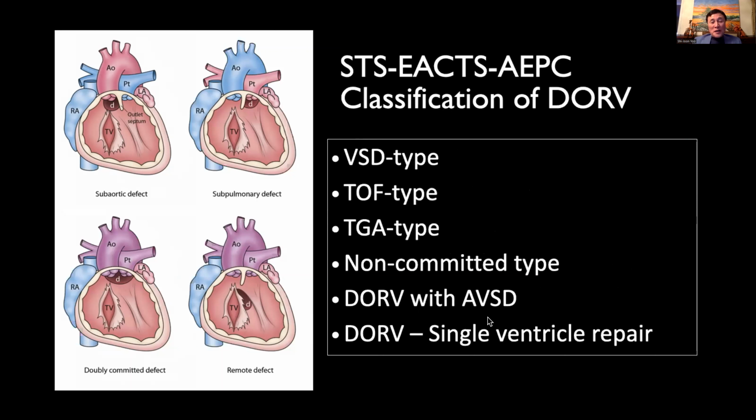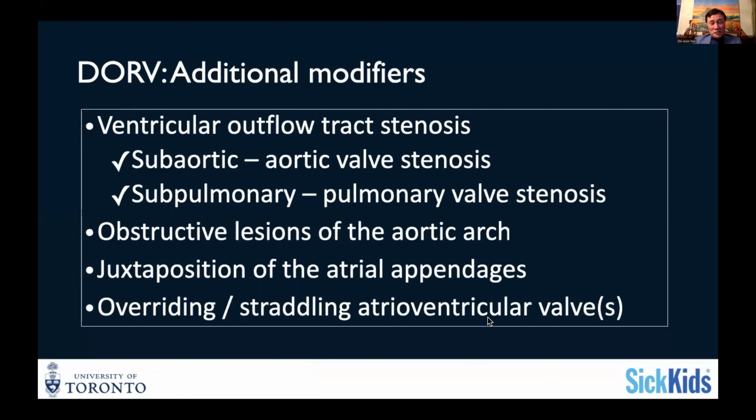But the surgeons try to do it differently because it is more surgically oriented: whether that VSD is one where I close the VSD, or I repair tetralogy of Fallot, or I do the transposition repair with an arterial switch operation. So surgeons try to classify the DORV as a VSD type, TOF type, TGA type, non-committed VSD type, DORV with AVSD, and then DORV requiring single ventricle repair. Okay, I think that is very reasonable. So those are the really major modifiers.